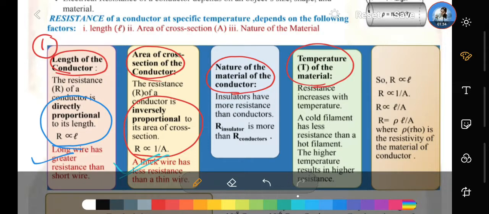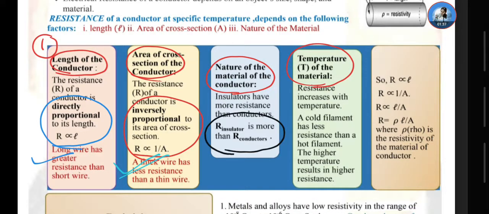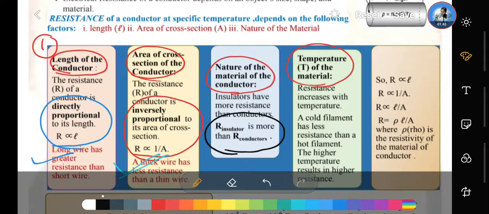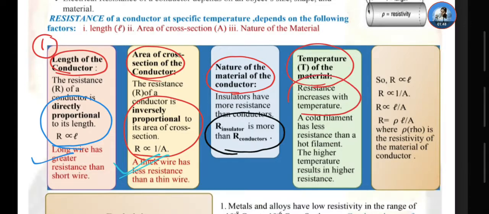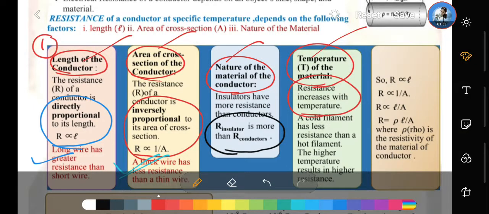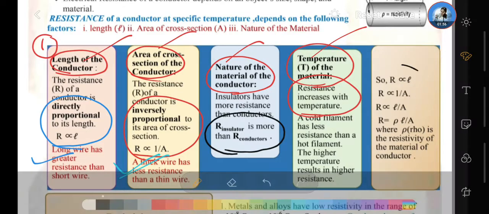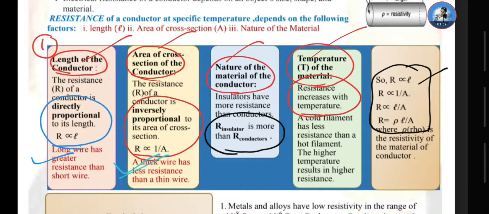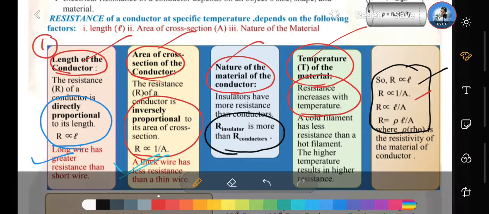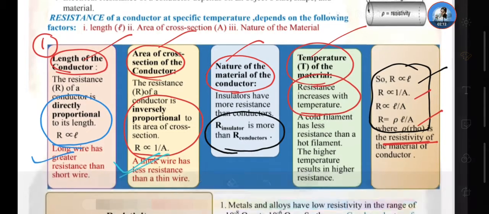Next is the nature of material. An insulator has more resistance than a conductor. And the last one is temperature. Resistance increases with temperature. As we increase the temperature, resistance also increases. So these are our four factors on which resistance depends, and this is our summed up formula. R is directly proportional to L, R is inversely proportional to area, and R equals rho L upon A. What is rho here, students? Rho is our resistivity.